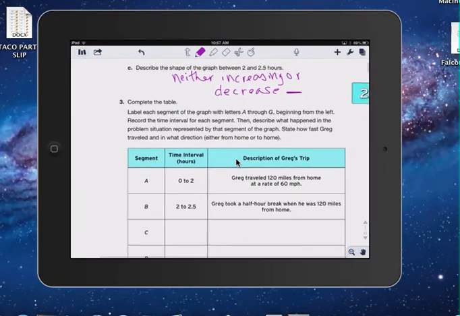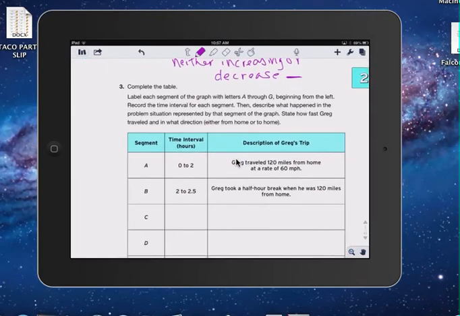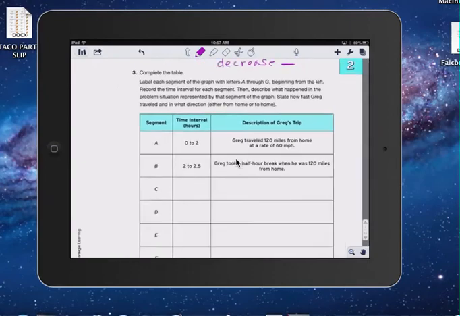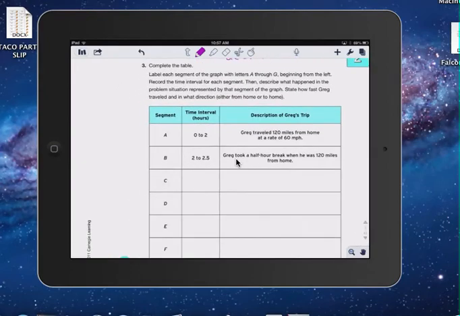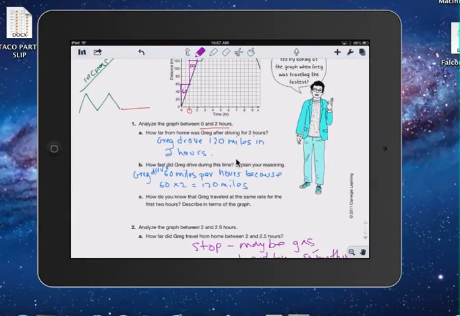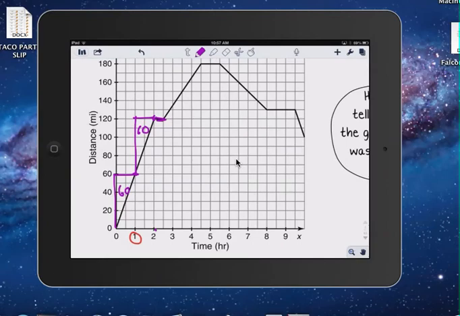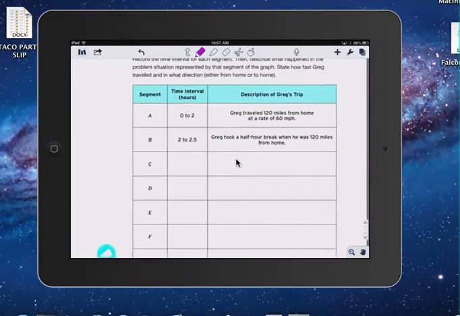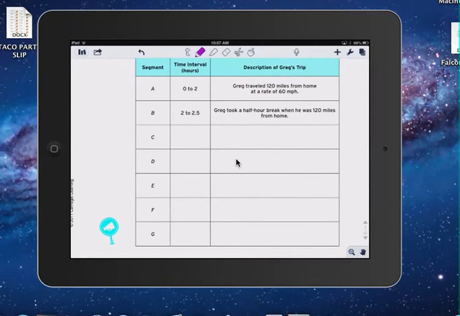Complete the table. A lot of tonight's homework is completing the table. It's 0 to 2 hours, sequence A. Greg travels 120 miles at a rate of 60 miles an hour. 0 to 2.5 hours. So they break it down to where he stopped. Do you see that? These intervals do not have to be the same. From 0 to 2, then 2 to 2.5, Greg took a half-hour break. You write the story.